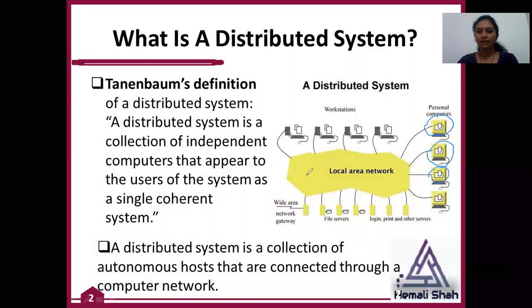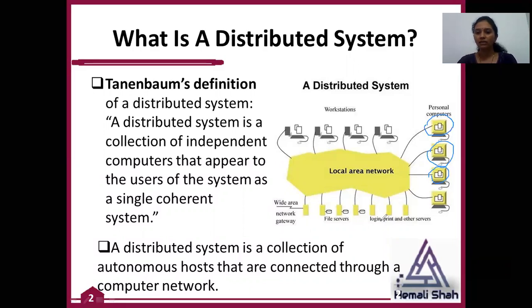You can see this architecture in an educational environment. Here are the personal computers of the teacher, and here are the computers or workstations for the students. All the students and all the teaching staff store their own data, subject related data, on some server, and this server is called a file server. This file server is responsible for storing the files of the users in a single system.